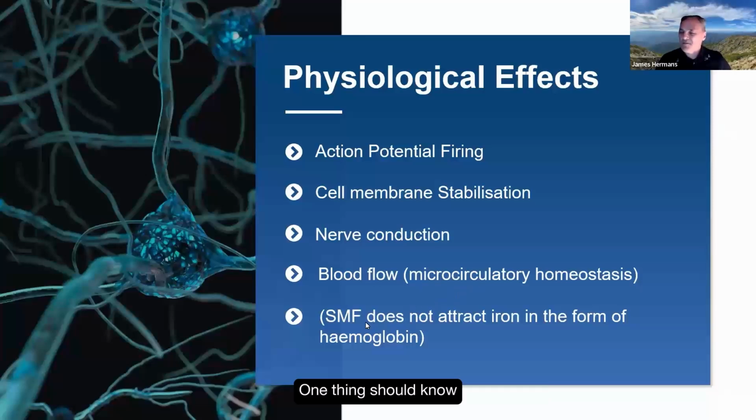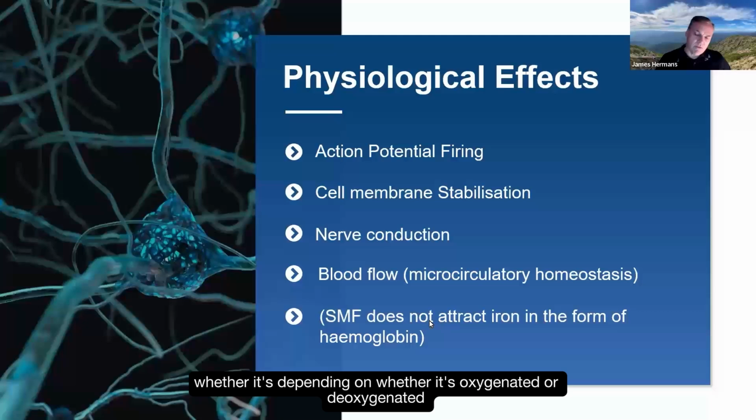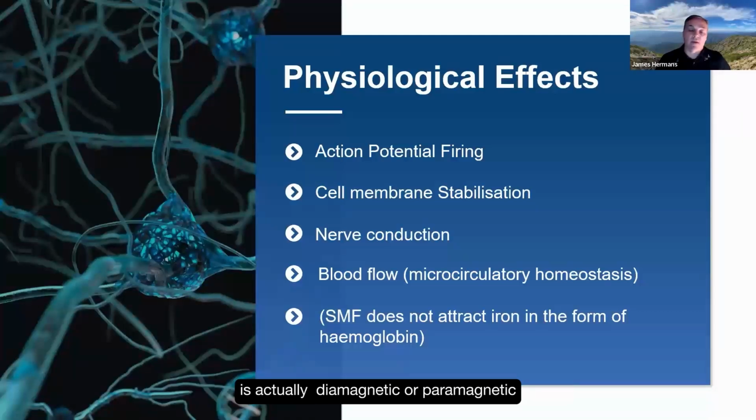And one thing you should know is that magnets do not affect iron in the blood, in the hemoglobin. Iron in hemoglobin, depending on whether it's oxygenated or deoxygenated, is actually diamagnetic or paramagnetic. And those types of magnetic forces are so minute, there is no effect at all. But you often read, when you read people who don't know what they're talking about, even in books and on the internet, that it will attract iron in the blood, but no, it doesn't.